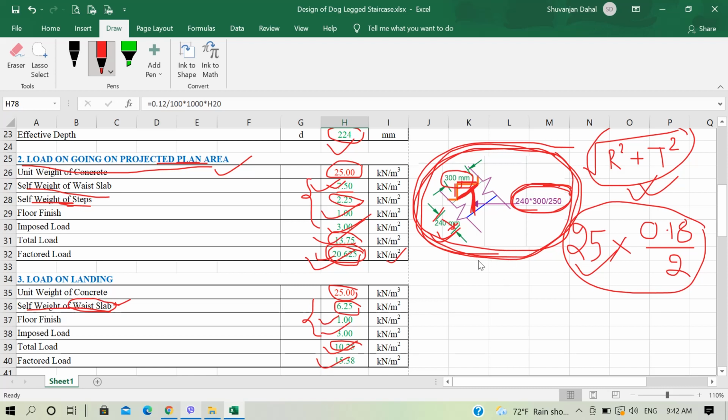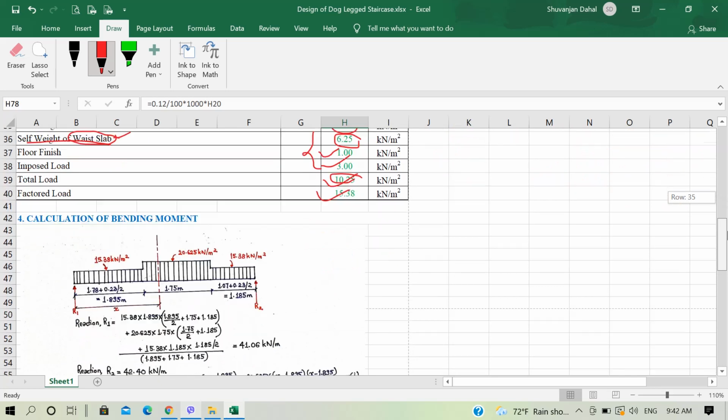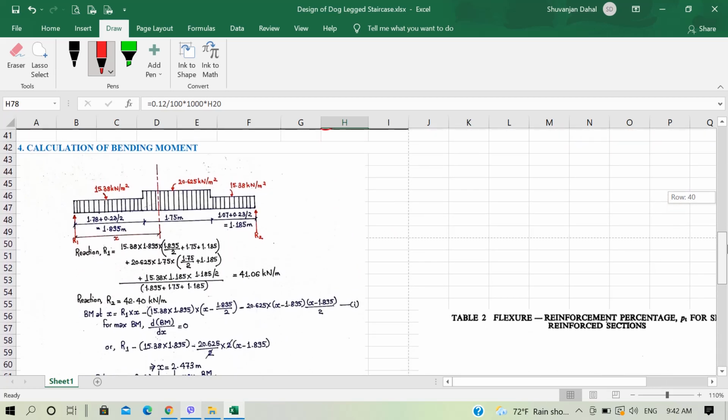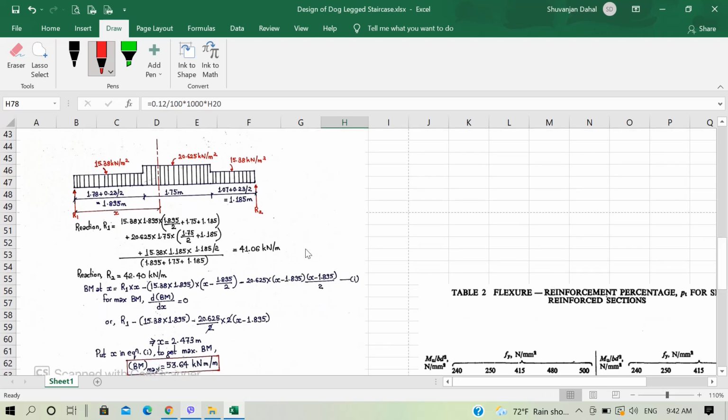Now after determining the load, we have to determine the bending moment because we need the value of bending moment to calculate the reinforcement in our slab section. So to calculate the bending moment, I have made some calculations here. I did it with my hand and I have posted a screenshot of my calculation. So let's see here, if you call this point A and if you call this point B, AB represents our projected plan of our staircase.